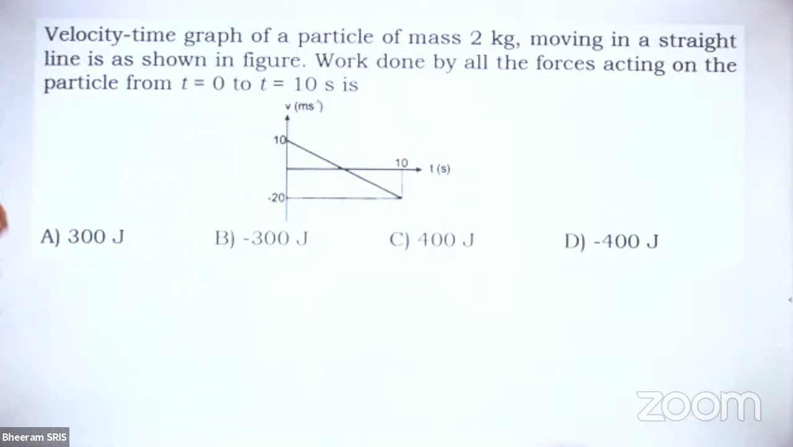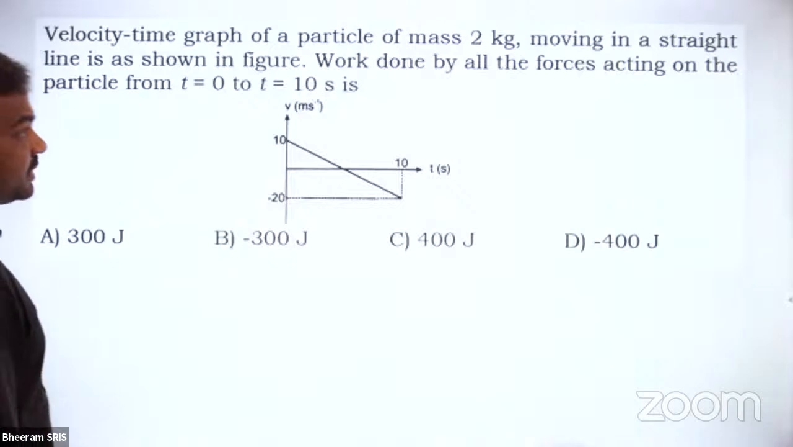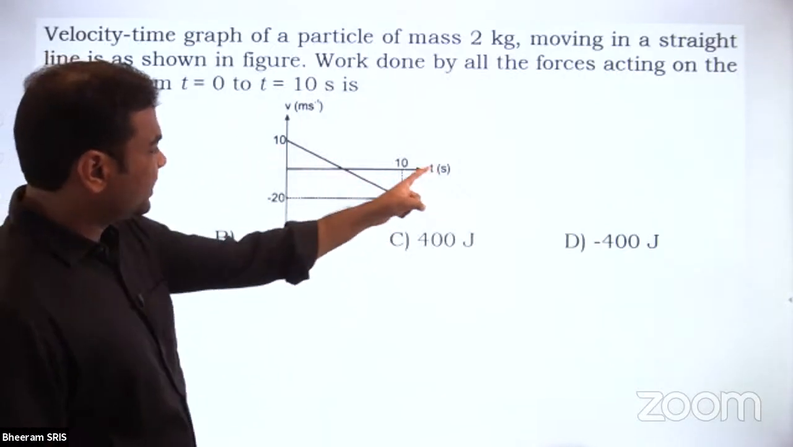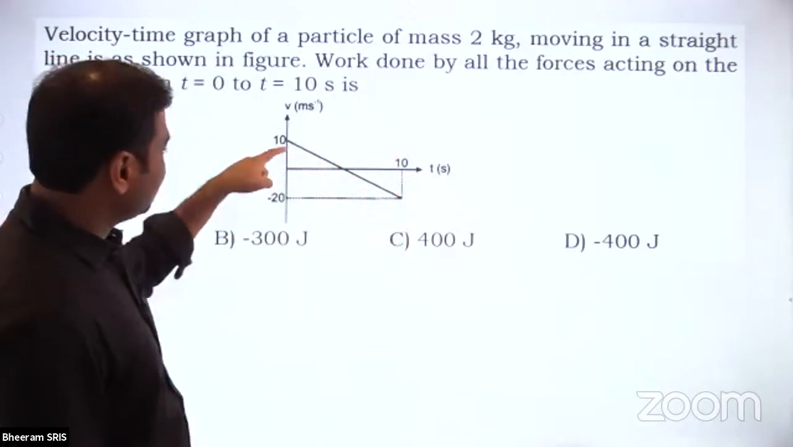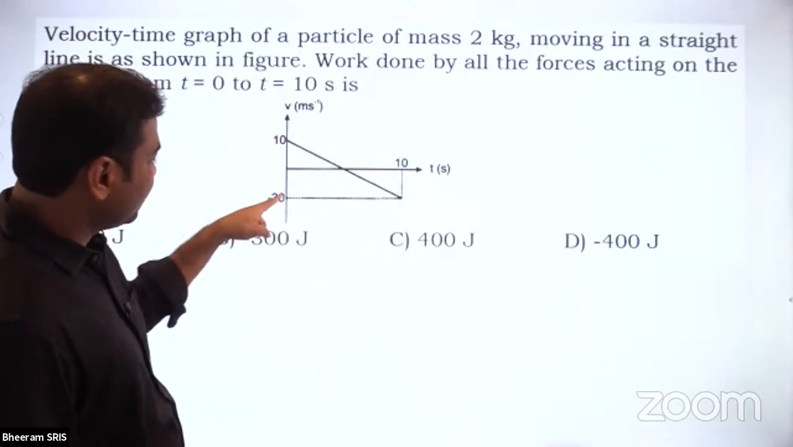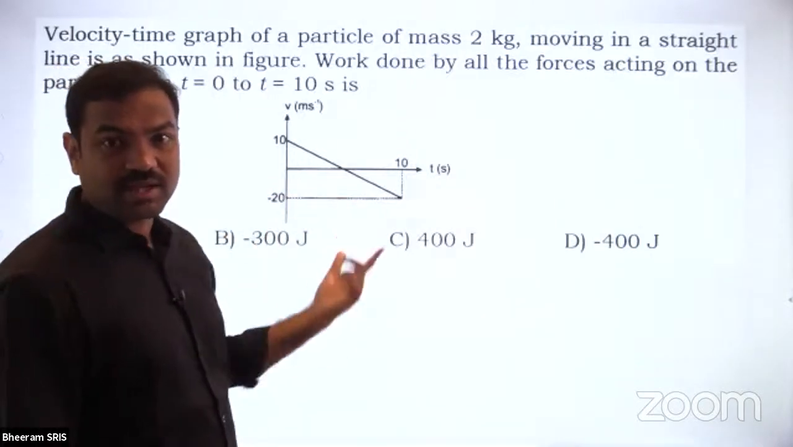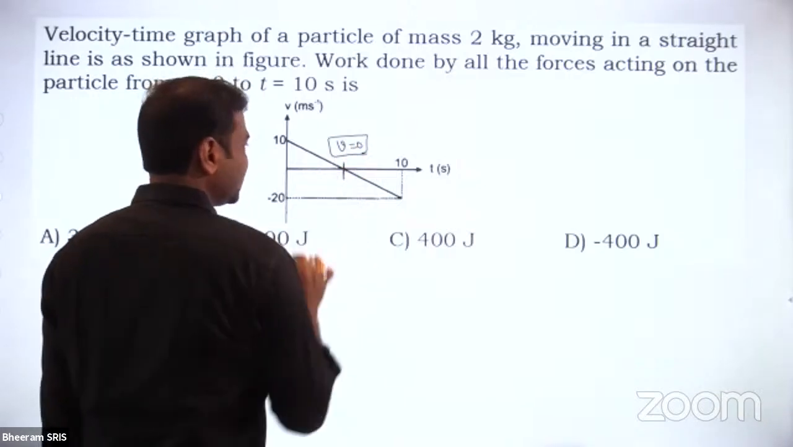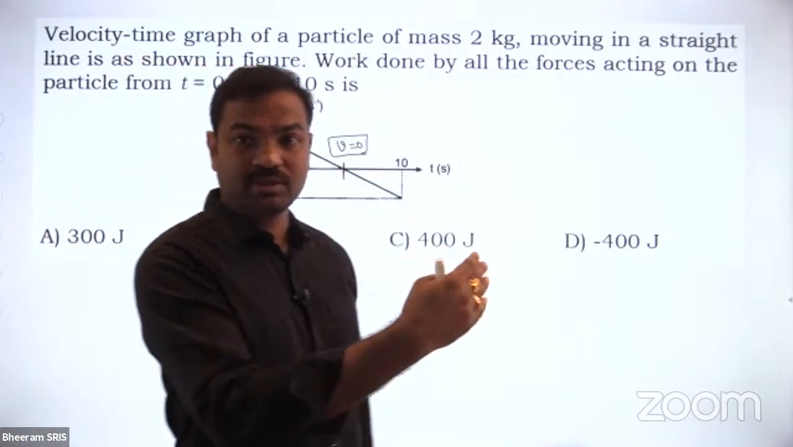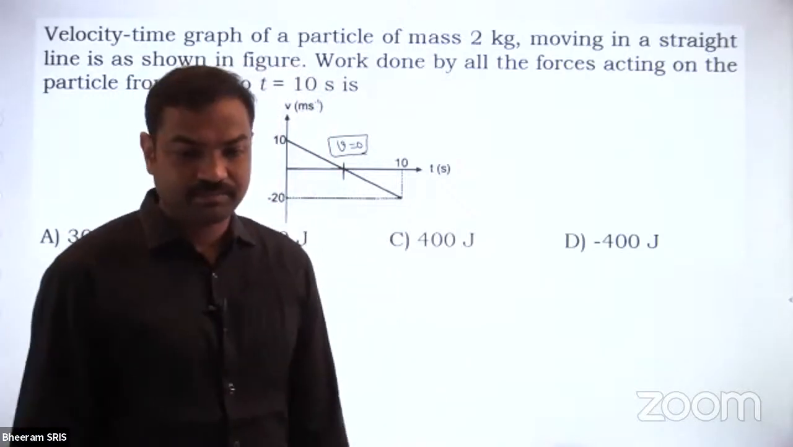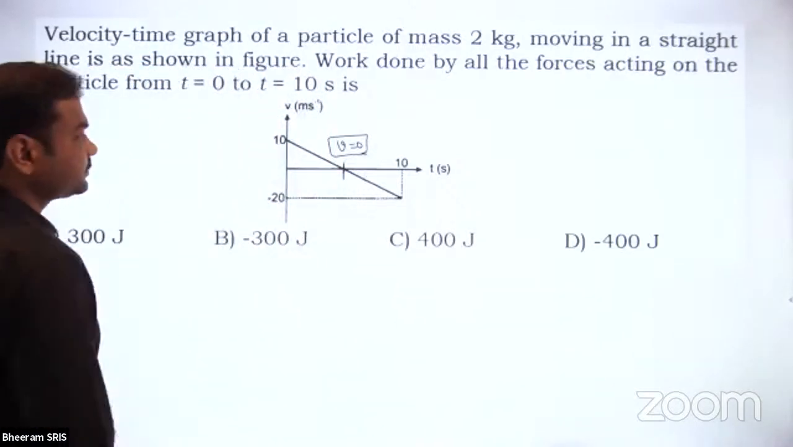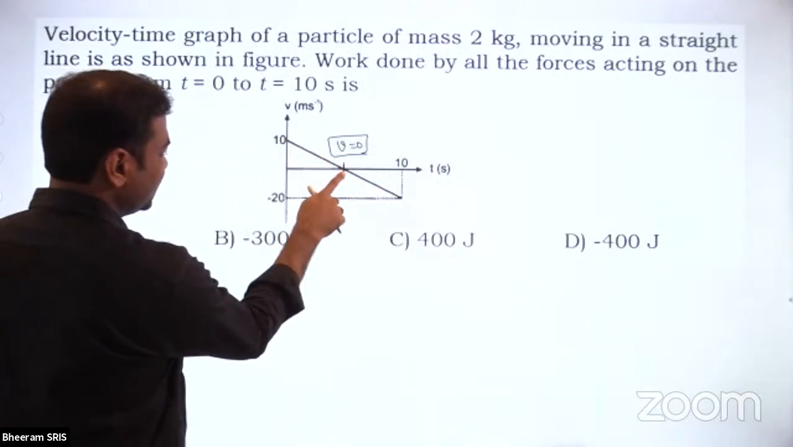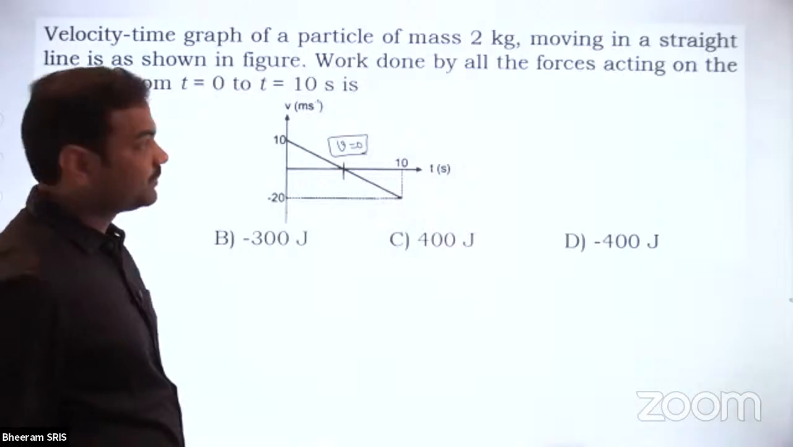Velocity and time graph is given of a particle of mass 2 kg moving on a straight line, shown in the figure. So velocity, time graph. With the time, velocity is decreasing. Initial velocity is 10. At time equal to 10 seconds, what is the velocity? Minus 20. Means velocity direction changed. So this is the time where velocity is 0. I told you this one also, turning points. Wherever speed becomes 0, there the particle will take the turn. So here negative velocity, here positive velocity, means this is one direction of motion, this is the opposite direction of motion.